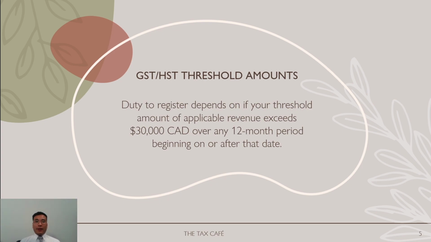So basically, if you sold more than $30,000 in 4 consecutive quarters or a 12-month period, that means you're no longer a small supplier. That means you have to start registering for a GST account, charging GST to the clients and collecting it, as well as remitting it to the government.